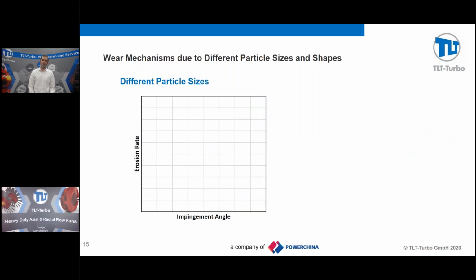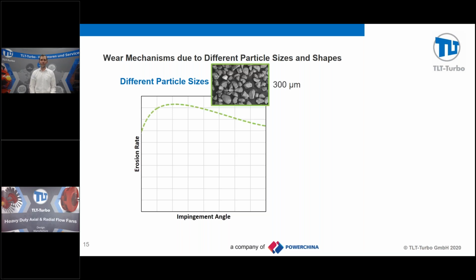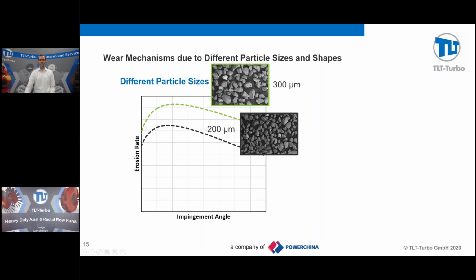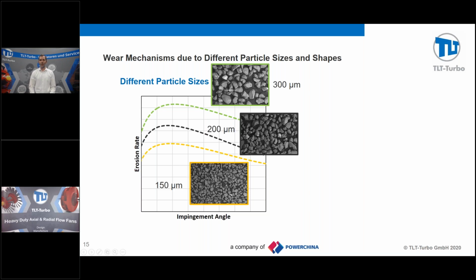Also influencing factors are particle size, particle shape. So in the particle size, we have a very high erosion rate for large particles. And the smaller your particles get, the lower your erosion rate will get. This can be simply explained by the kinetic energy the particles are transporting. A large particle at the same velocity will have a higher kinetic energy to hit your base material and damage it.